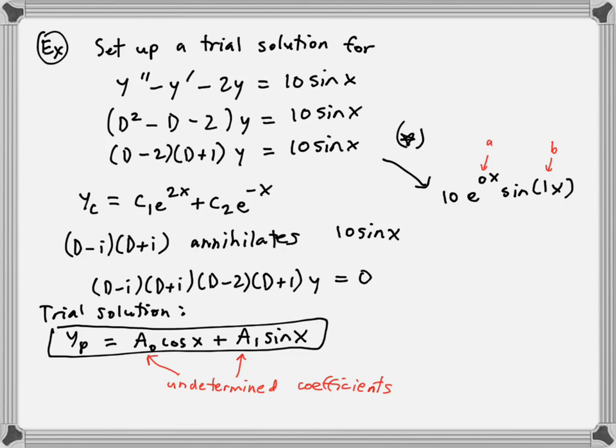From there, all you would need to do is take derivatives and plug them into the original. Then you could figure out what a naught and a1 have to be. Because there are 2 unknowns, you are going to have a system of equations that you set up here. So this is how you would do a trial solution for sines and cosines. But we're going to do many more examples because I want us to make sure that we understand this. So let's try another one.